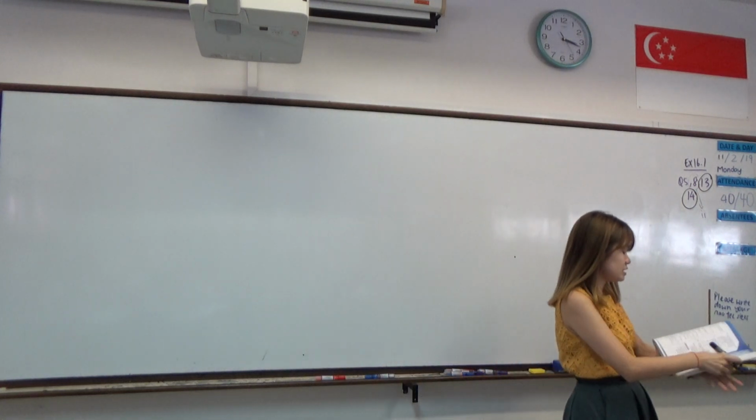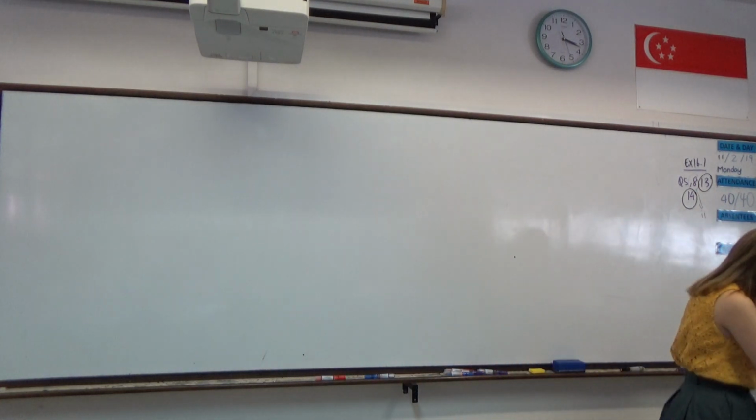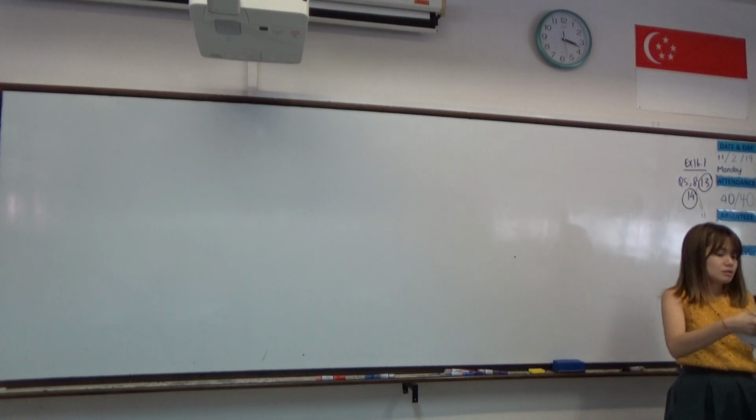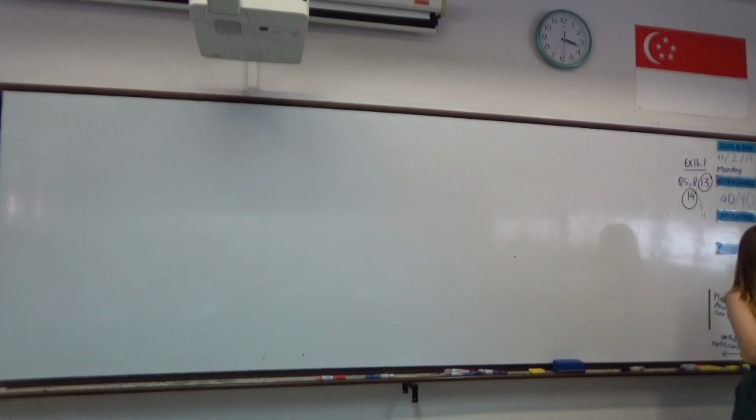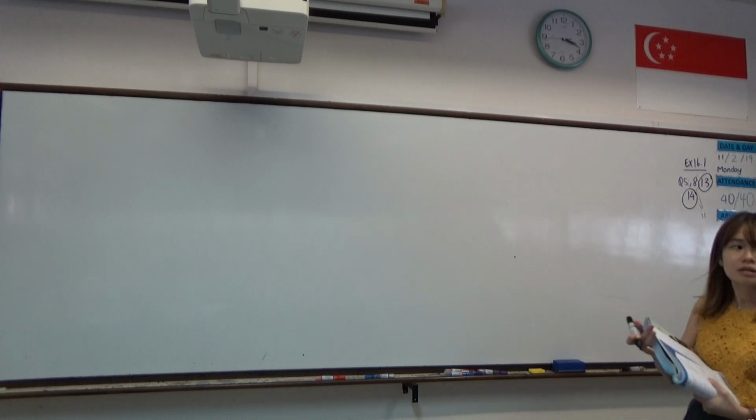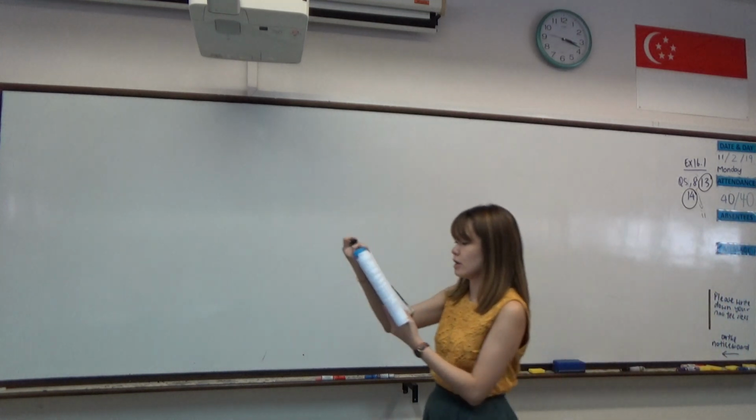It says by considering the sign of d²y over dx², determine whether the turning point is a maximum or a minimum. So they are just asking you to do the second derivative test. You did? Second derivative. Considering the sign of d²y over dx². That's the second derivative test, right?